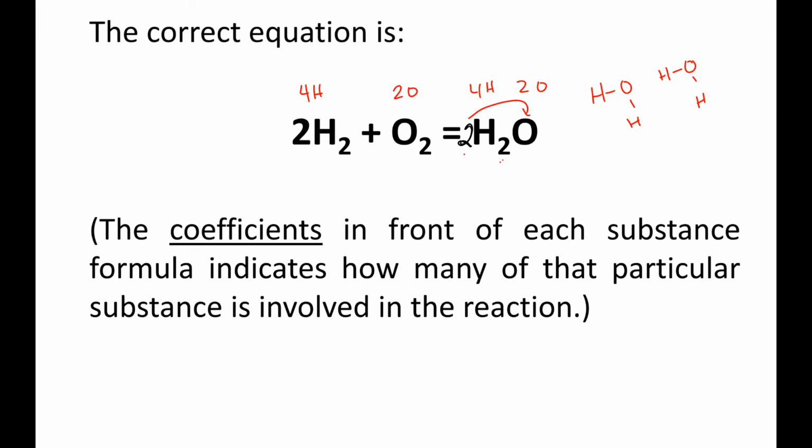Now the coefficients, which are these numbers in front of each chemical formula, indicate how many of that particular substance are involved in the reaction. So it's in front of each chemical formula, and it indicates how many of that particular substance is involved in the reaction.